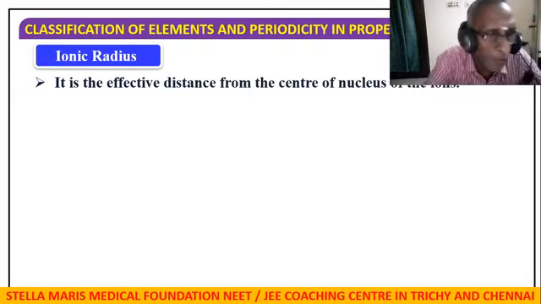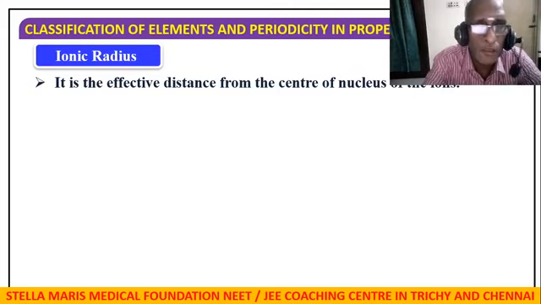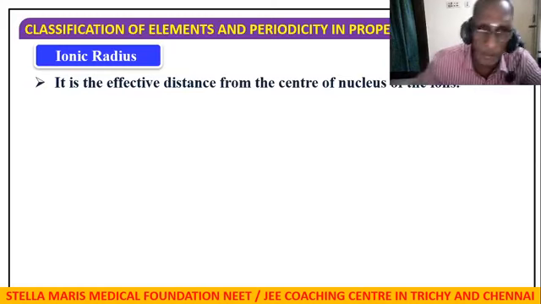So ionic radius is the effective distance from the center of the nucleus for the ions.